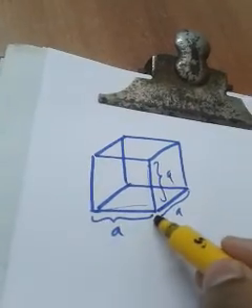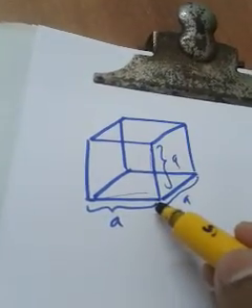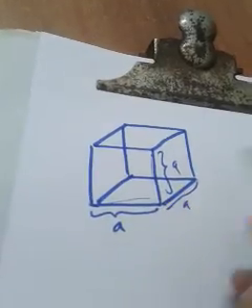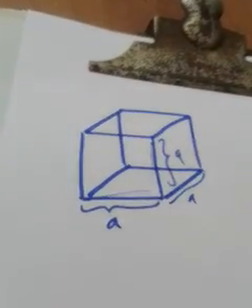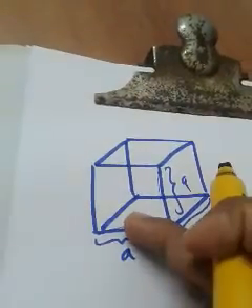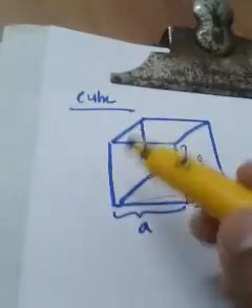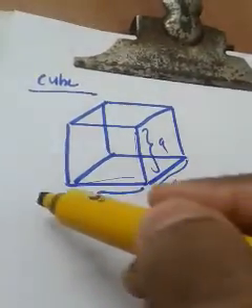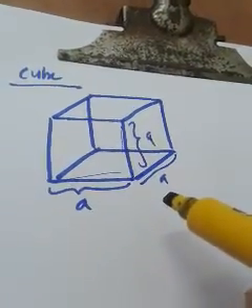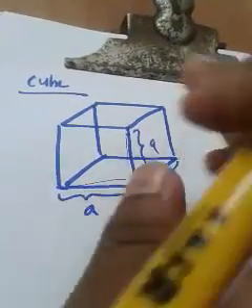This is usually called length, this is usually called breadth, and this is usually called height. And in the case of a cube, length, breadth and height are equal. This is known as a cube. You can write this in your notebook, and you can draw the same figure in the notebook. The specialty of a cube is all the sides are equal. And let me come to the point. This cube is a solid.